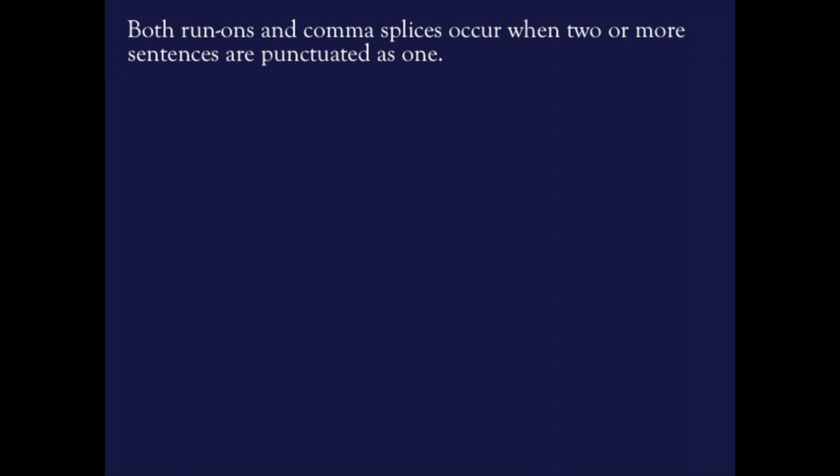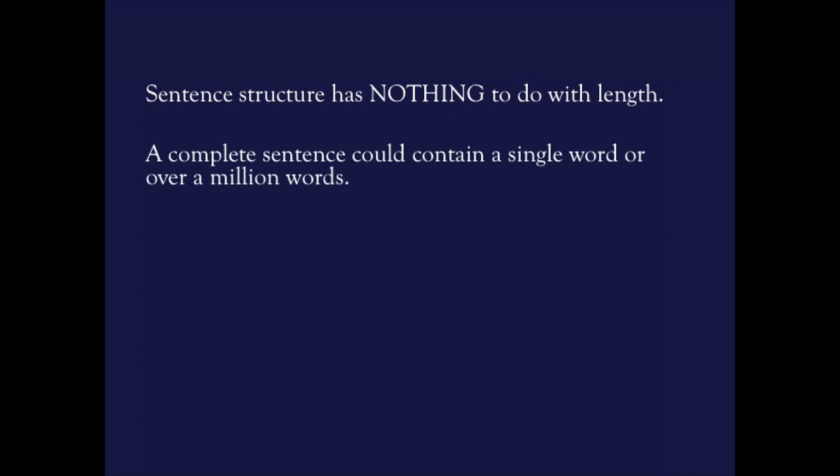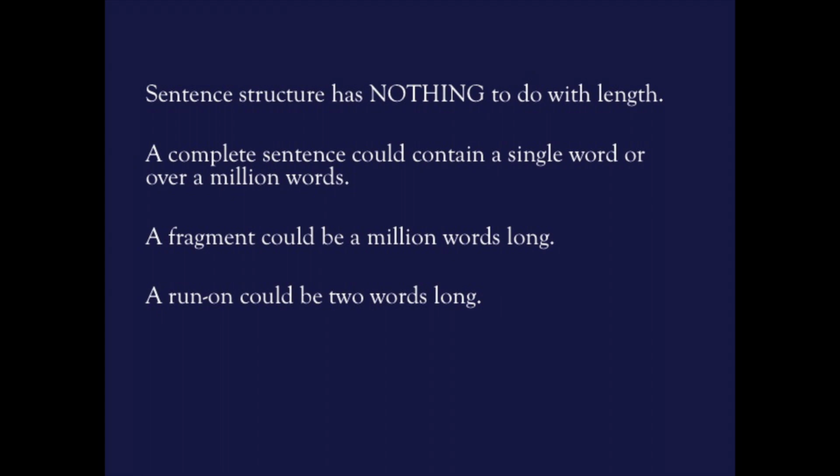Now, if you have trouble recognizing comma splices and run-ons, you want to remind yourself that sentence structure has nothing to do with length. A complete sentence could be a single word long, it could be 1,000,000 words long. A fragment could be 1,000,000 words long, and a run-on or comma splice could be 2 words long. So length has absolutely nothing to do with it.